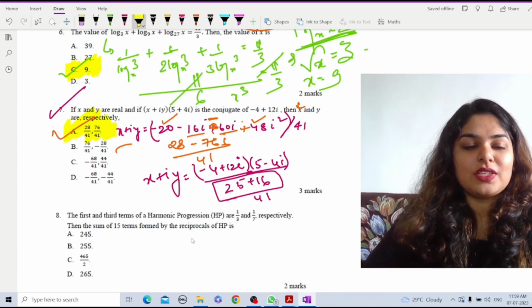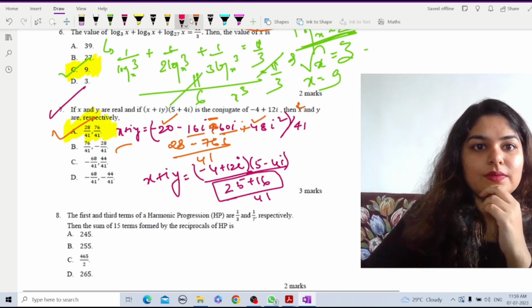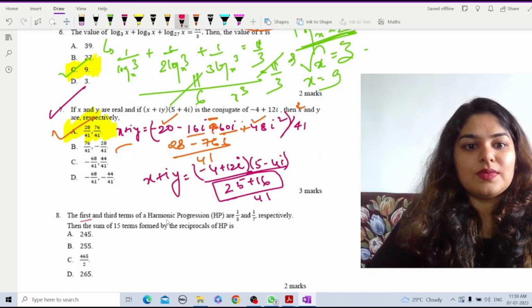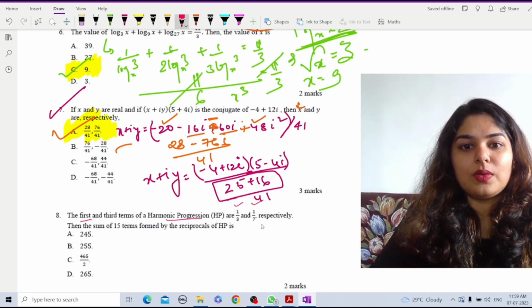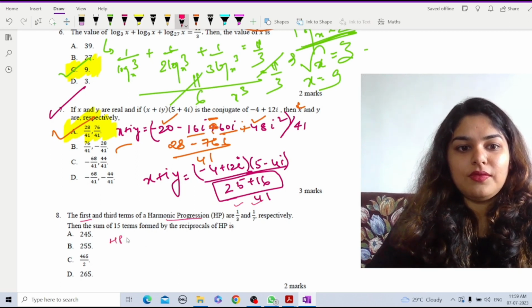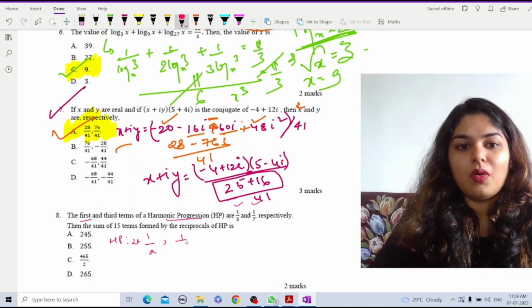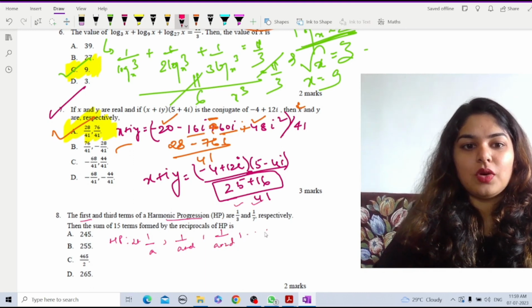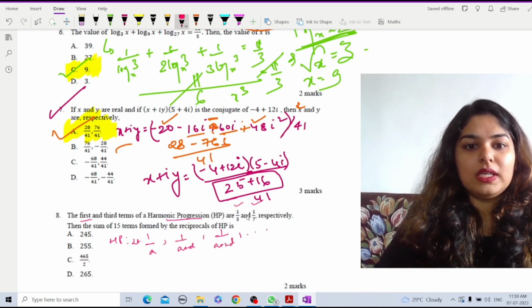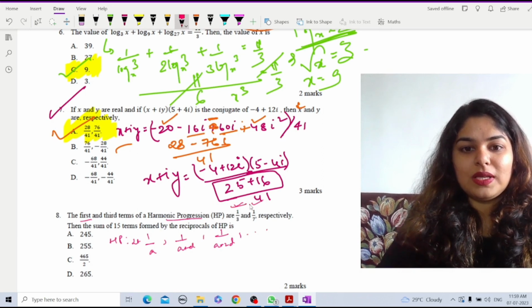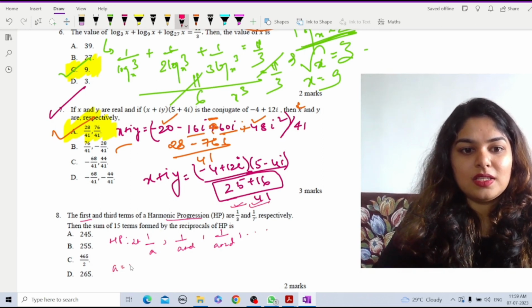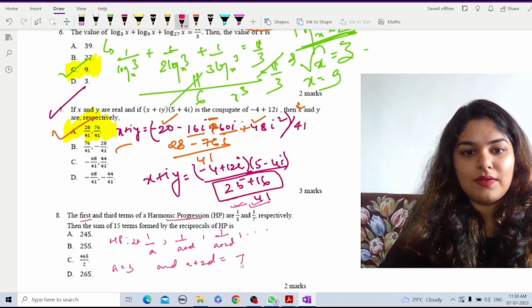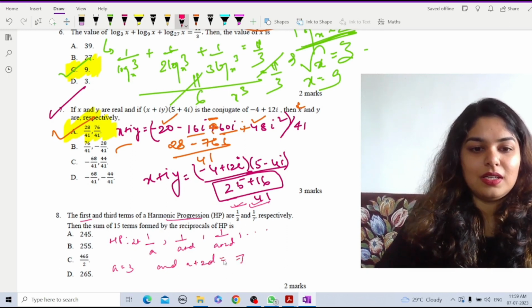Now let us move on to the next question here. So here we are given the first and third terms of a harmonic progression, 1 by 3 and 1 by 7. Generally a harmonic progression can be written as 1 by A, 1 by A plus D, 1 by A plus 2D, and so on, right? Now if this is 1 by 3 and this is 1 by 7, so I can write down A is equal to 3 and A plus 2D is equal to 7, because this is the first term, this is the third term, right?